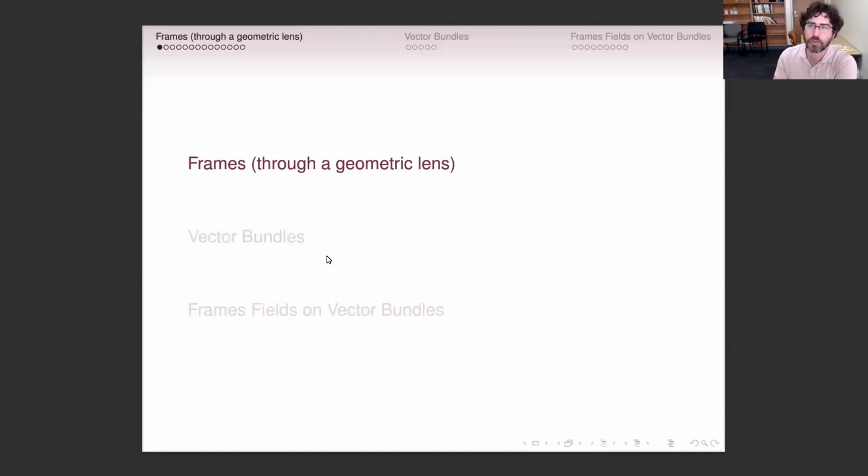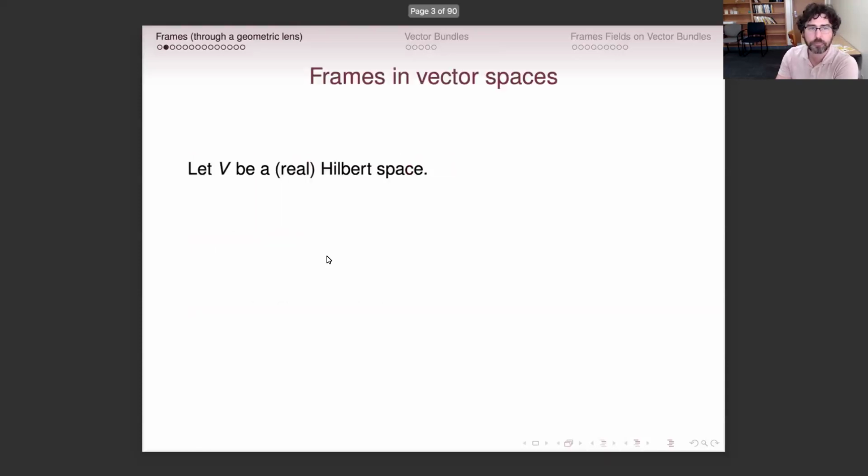In particular, I think the way that I think about them is amenable to what will happen in the second and third parts, where we talk about what vector bundles are and why you might care about them, and what frame fields on vector bundles are. So again, if you have any questions, please feel free to stop me as we go along. But all right, let's get going.